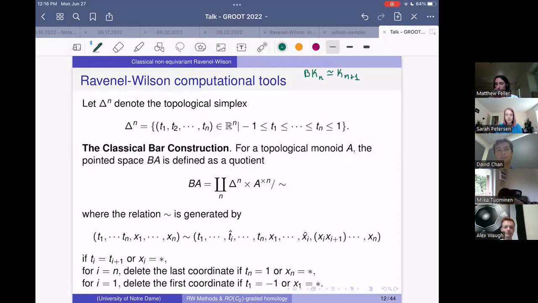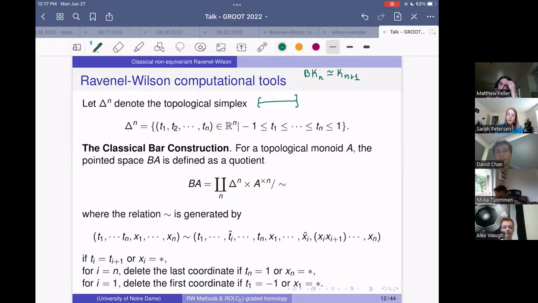So I have the precise definition of what this bar construction is written down, but how I would like us to think about it is with the following model. So we're going to have some topological monoid A, and our bar construction is points in an n simplex with labels in A, mod some equivalence relation.